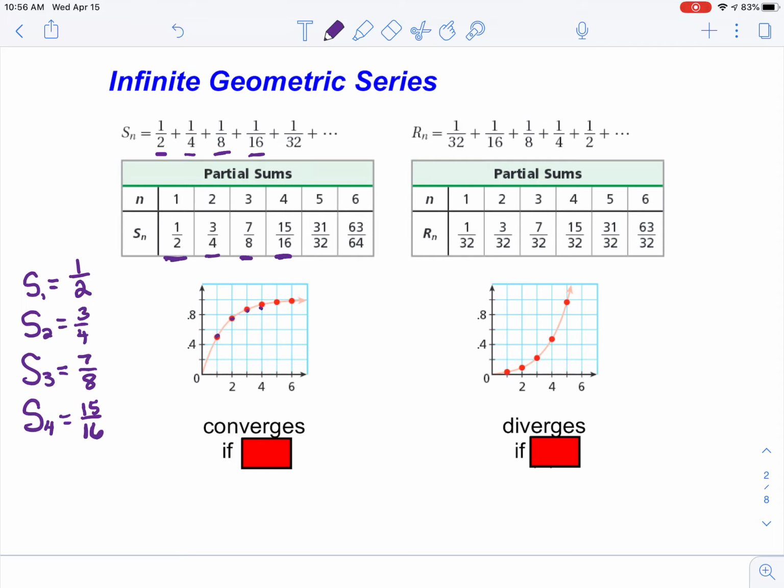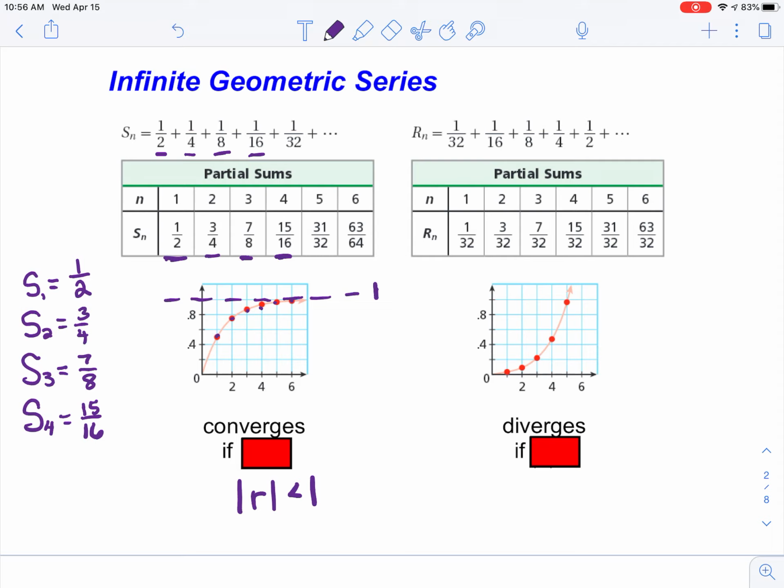Okay, so my first term, I'm just approximating these values, and what do you see? It's getting closer and closer. For my end behavior, it is getting closer and closer to what number? Well, the next one would be 31/32, 63/64. It's getting closer and closer and closer to 1. So it converges if the absolute value of your ratio is less than 1.